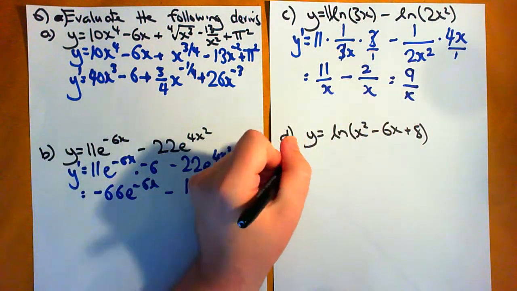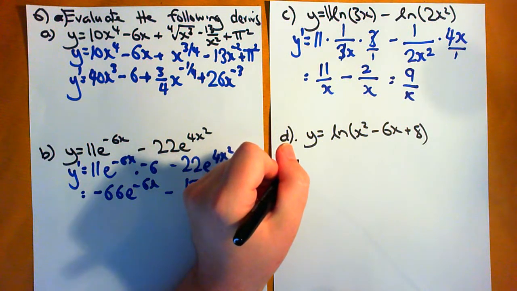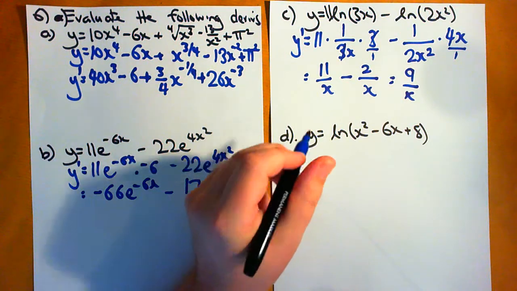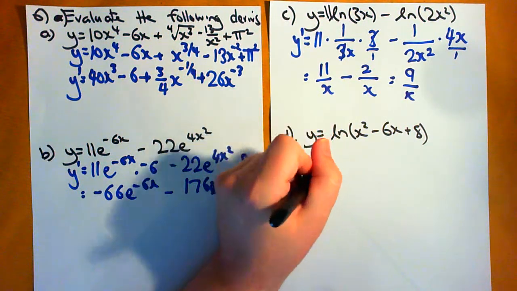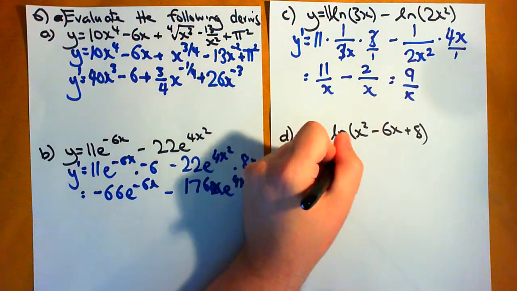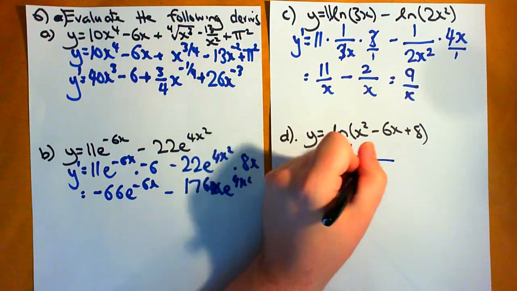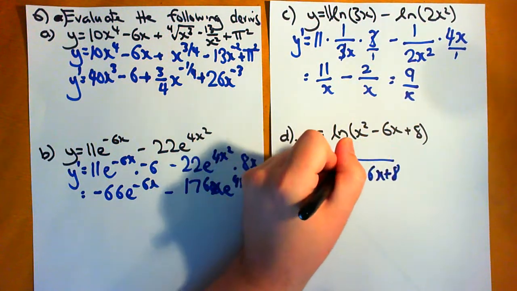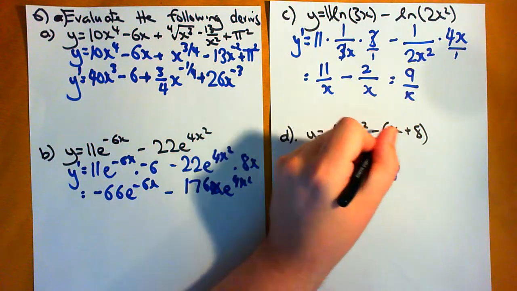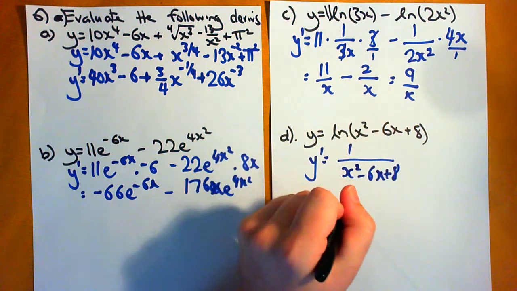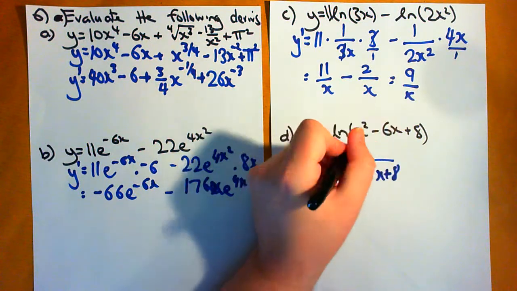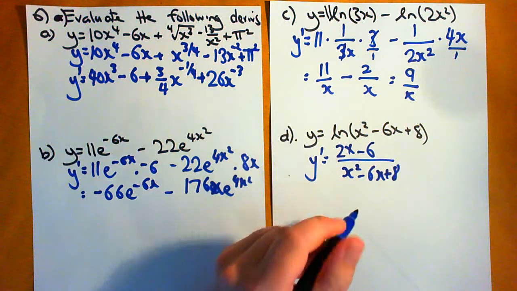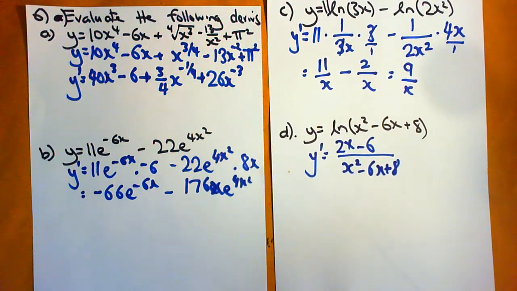Okay, so question 4 here, question D, we've got y equals ln of x squared minus 6x plus 8. So y dash is going to be, if we differentiate that, we have 1 over that bracket, 1 over x squared minus 6x plus 8 times the derivative of the inside of that bracket, which is going to be 2x minus 6. So we get 2x minus 6 over x squared minus 6x plus 8.